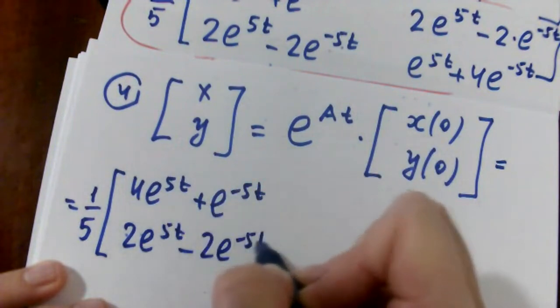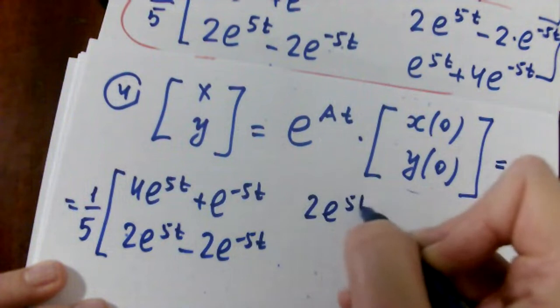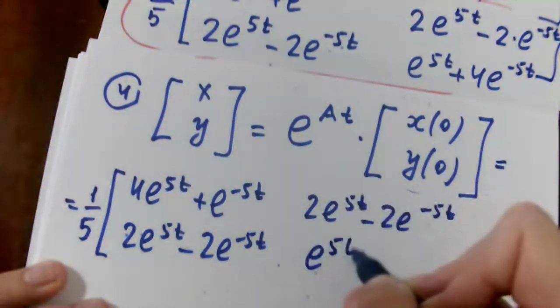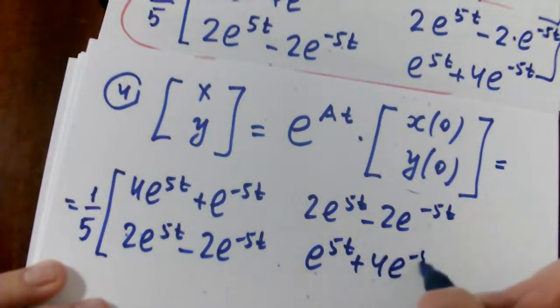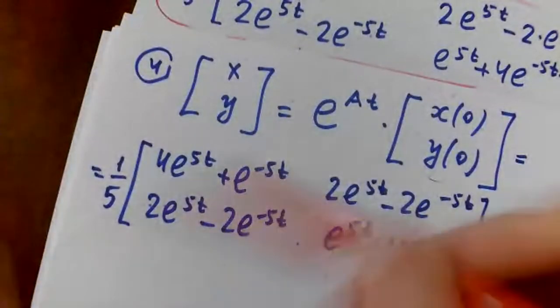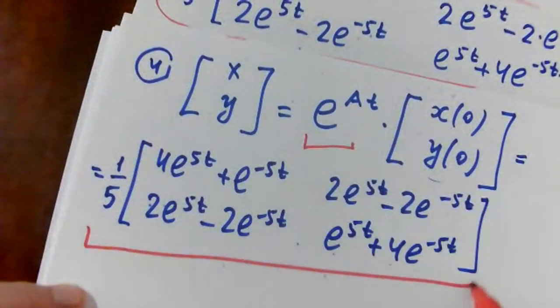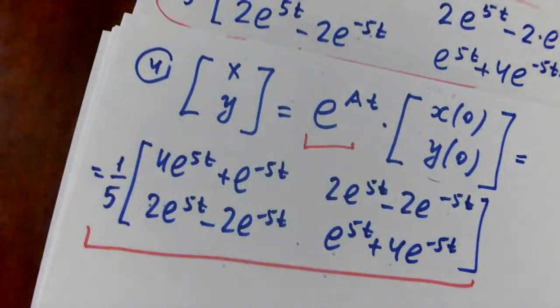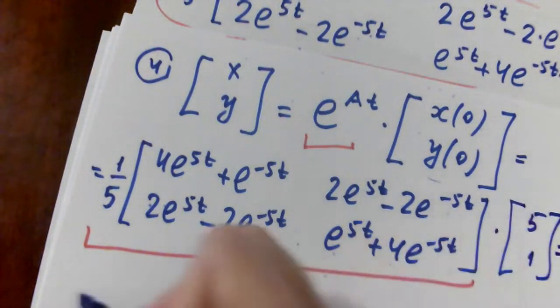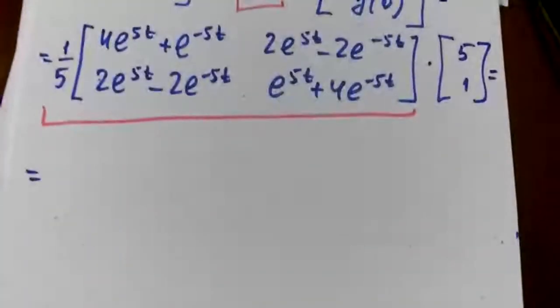Nothing. There's nothing bad about it. It's very easy. This is quite consoling that it's all very easy. You just need to be very careful and concentrated. Okay, so it was e to the power of at. This is the matrix here. And we need to multiply it by column 5, 1. Again, 5, 1. So it's very simple again.